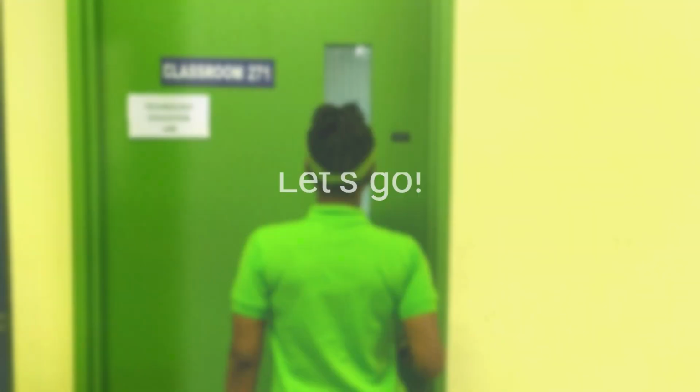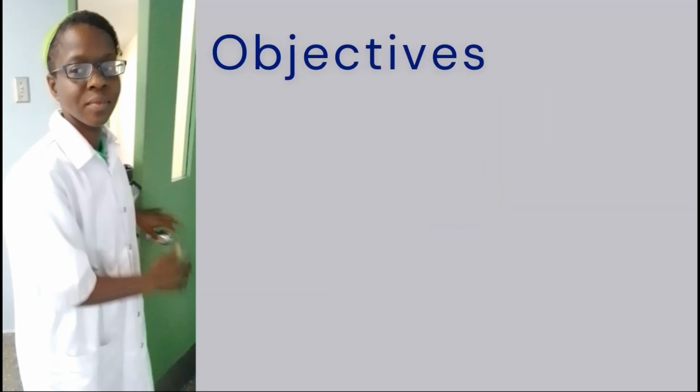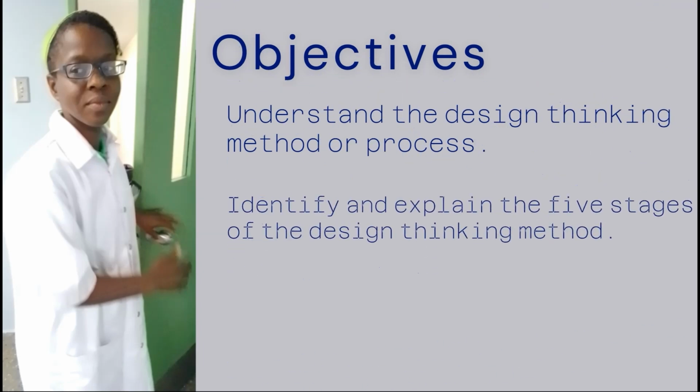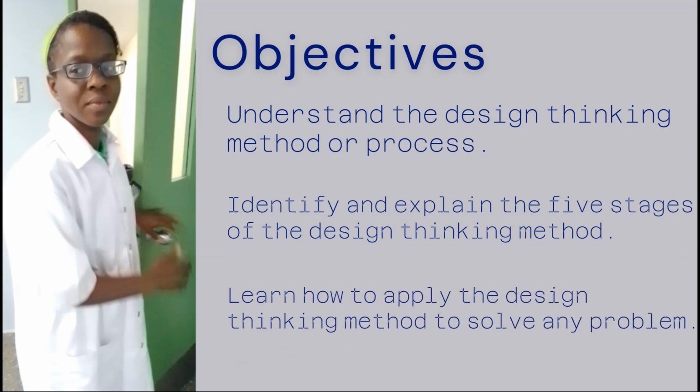Hello, I am Agri Lady, and today we are going to solve a problem using the design thinking method approach. Come on, let's go. Welcome to the Technology Education Designing Laboratory. The objectives you should achieve for this mission, should you choose to accept it, are to understand the design thinking method or process, to identify and explain the 5 stages of the design thinking method, to learn how to apply the design thinking method to solve any problem using Farmer Browne's issue as an example.